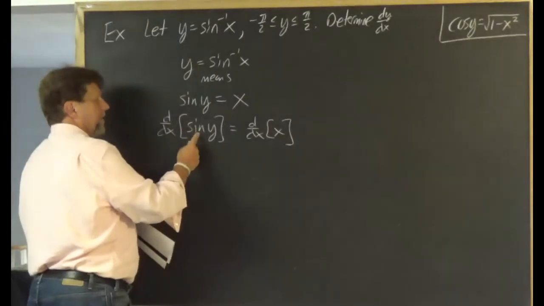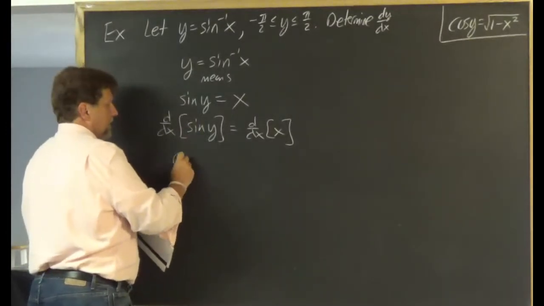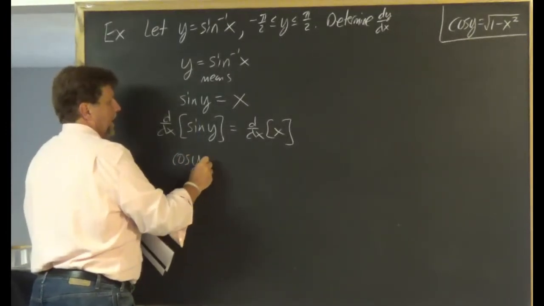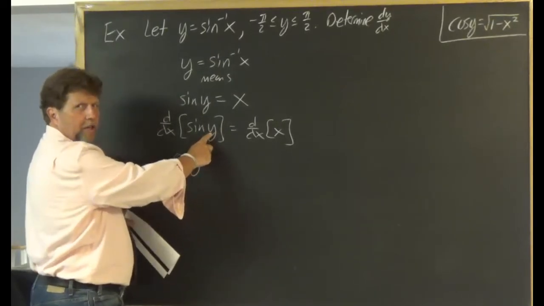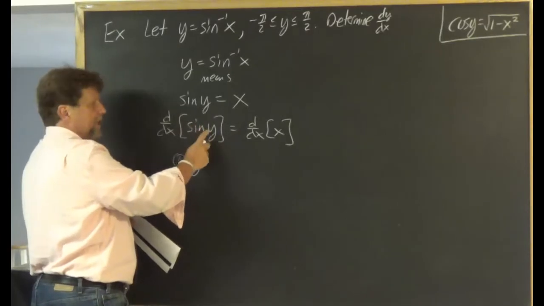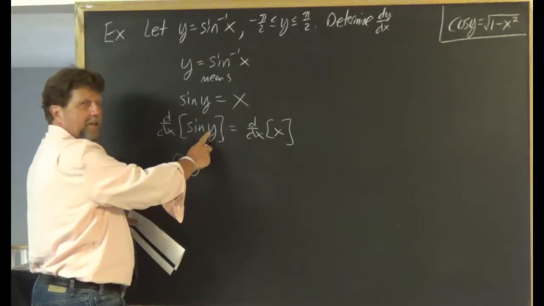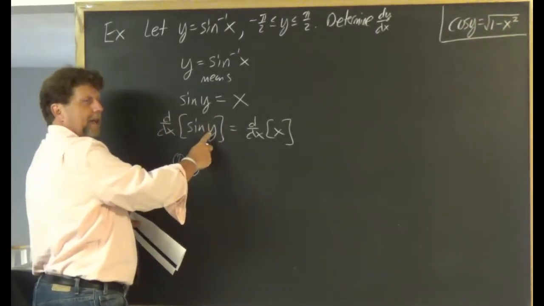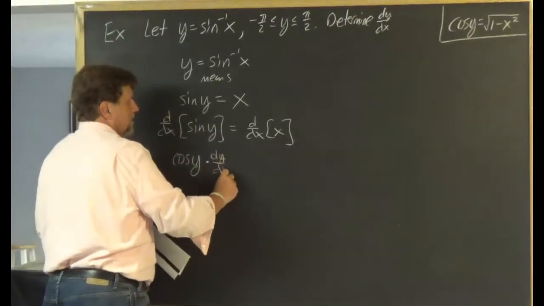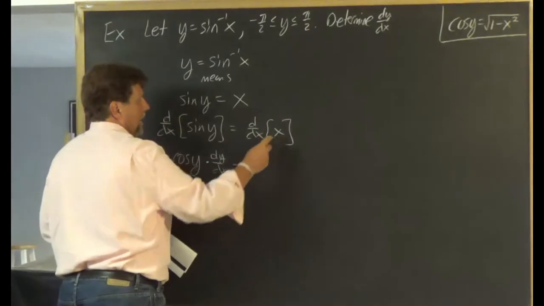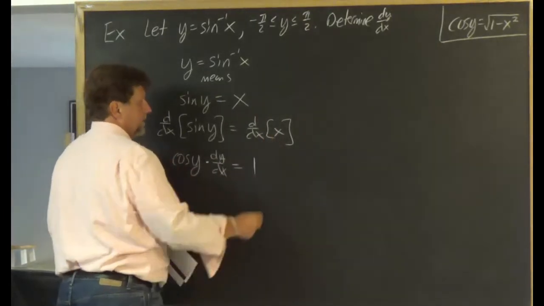All right, we know the derivative of sine. We know that's cosine. And remember implicit differentiation, we're assuming y is a function of x. So the chain rule says we have to differentiate that function of x. So when we differentiate that function of x, we get dy dx. And over here, the derivative of x is 1.